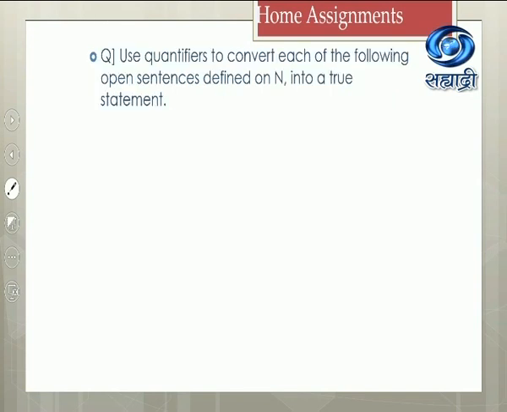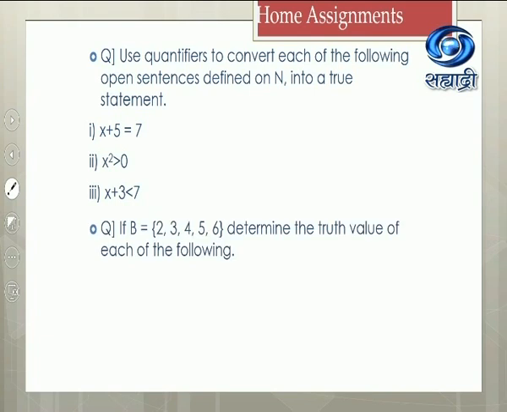Use quantifiers to convert each of the following open sentences defined on N into a true statement. So students, take down these statements and you can do it. X plus 5 equal to 7, x square greater than 0, x plus 3 less than 7. Here you can see that there exists will come or for all will come, and then write the quantifiers. Here if B equal to 2, 3, 4, 5, 6, determine the truth value of each of the following. There exists x belonging to B such that x plus 3 equal to 10. So you can see whether it is true or false and then identify it.